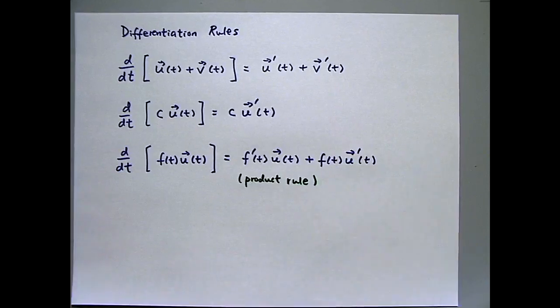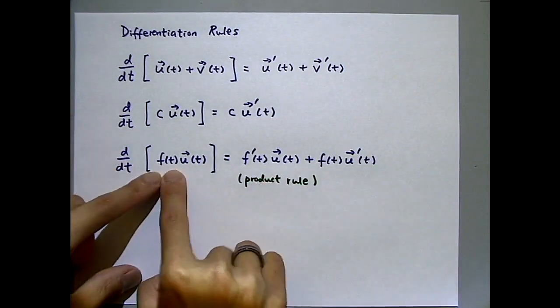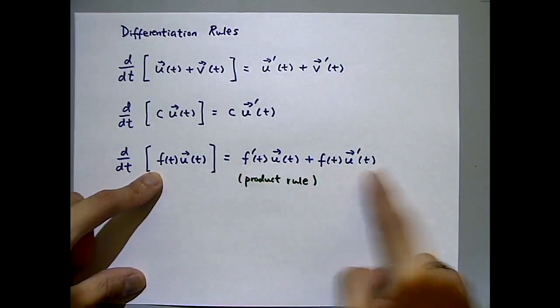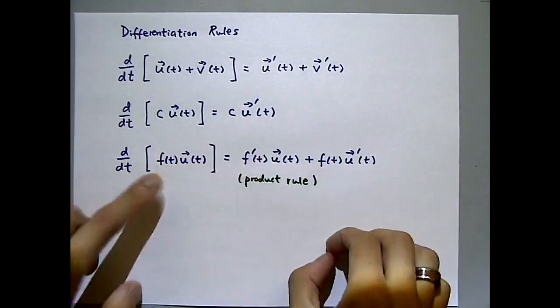Like I said, it's just like the product rule. And the order doesn't matter, right? This is addition here. So you could have left f alone, take the derivative of u first, and then add it to the derivative of f times u. The order is not important.